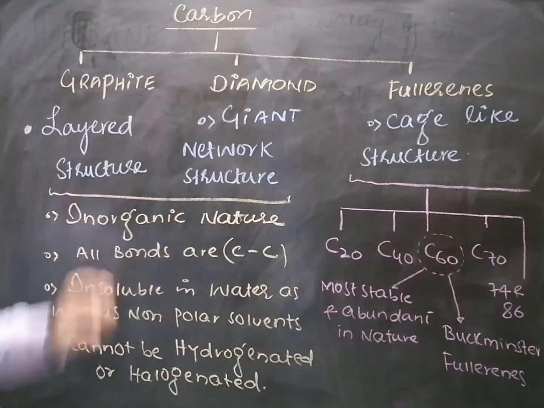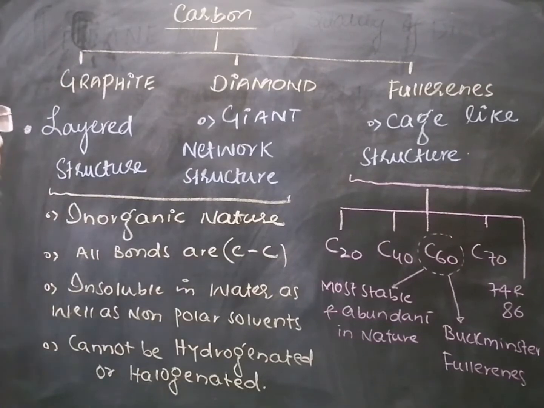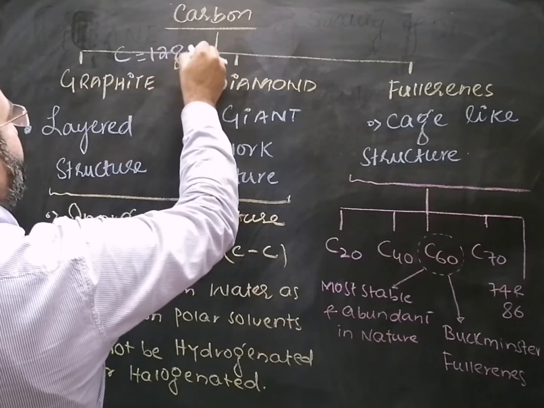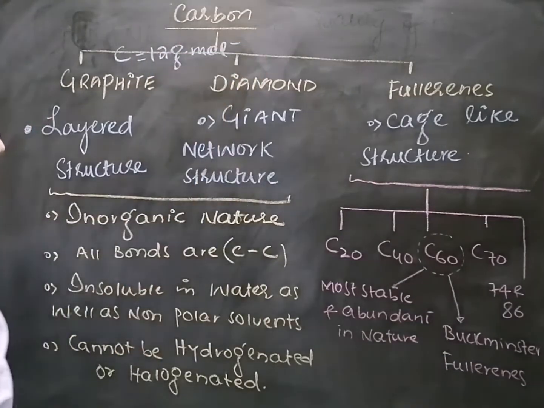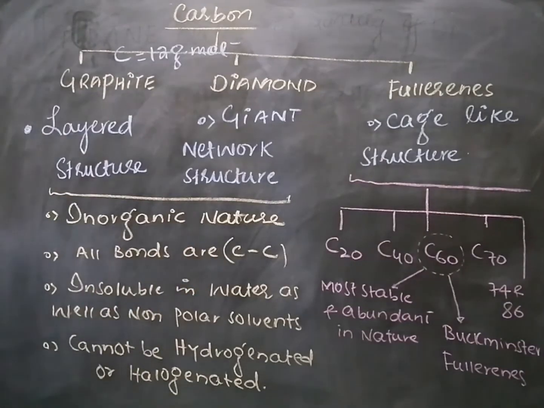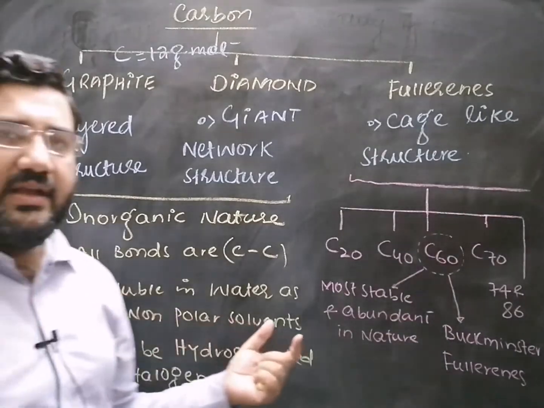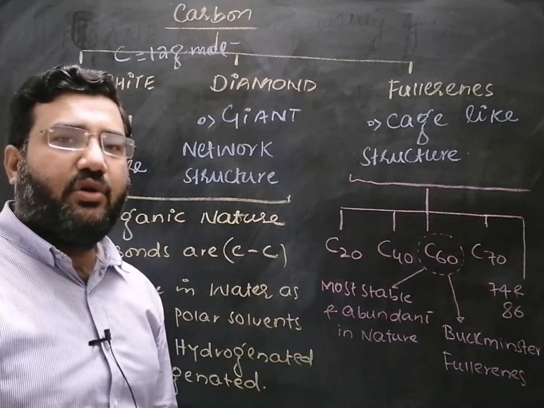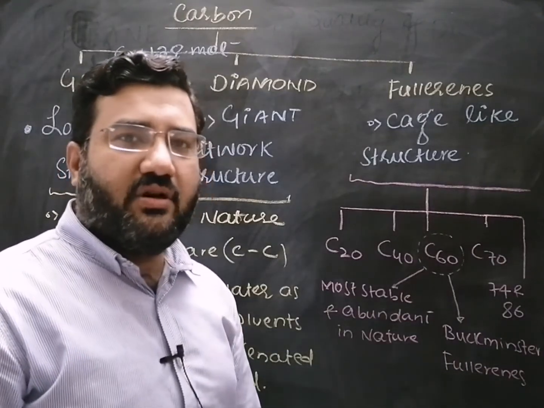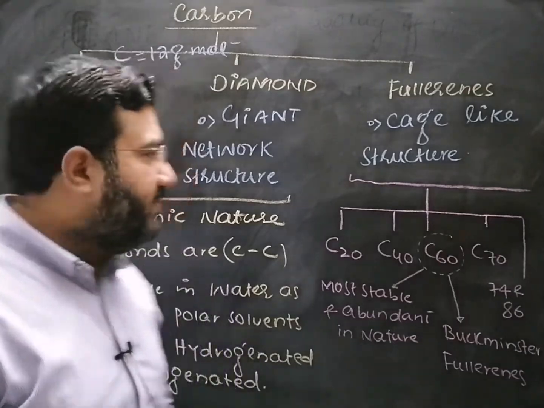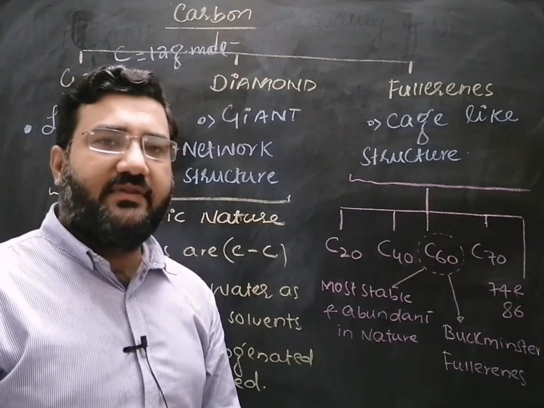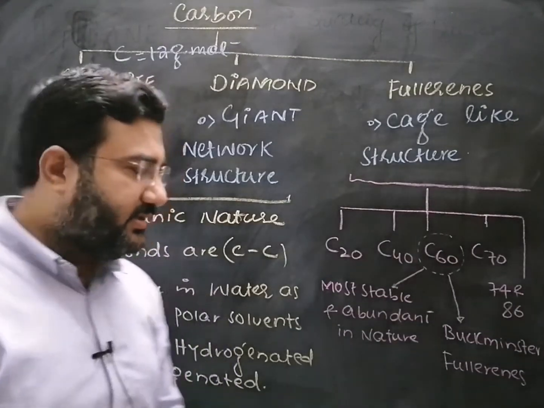Now graphite and diamond both have the empirical formula C, and their molar mass is considered as 12 grams per mole. They are inorganic in nature because they are insoluble in water as well as in non-polar organic solvents. You know that organic compounds dissolve in organic solvents, but graphite and diamond both are insoluble in organic solvents. That's why they are considered inorganic in nature.